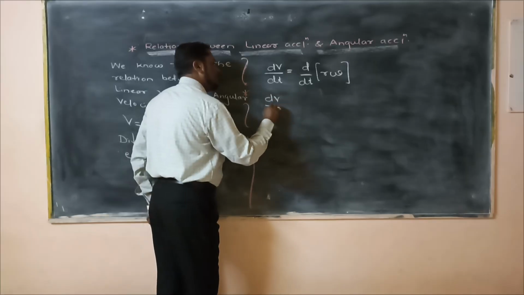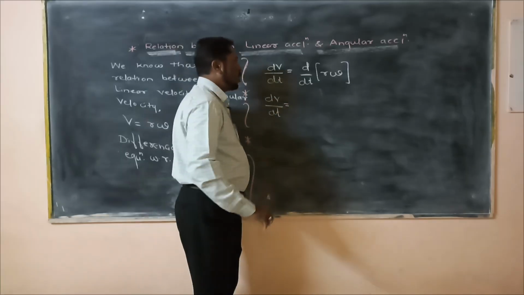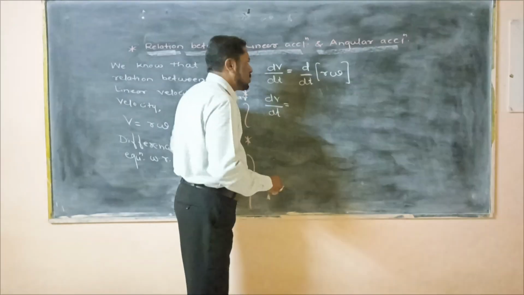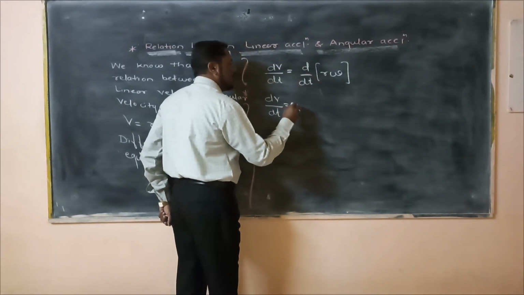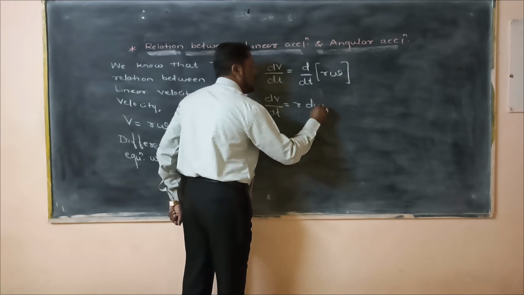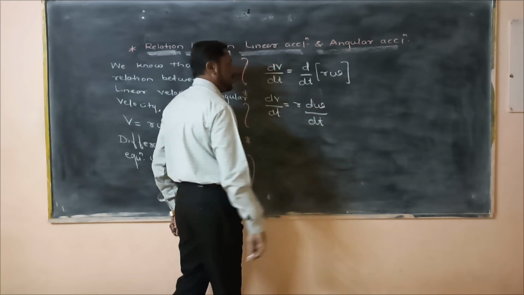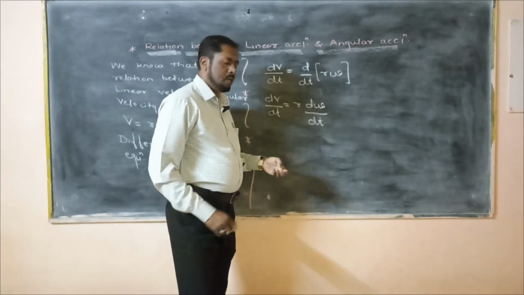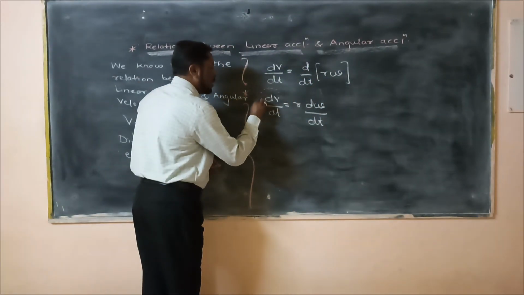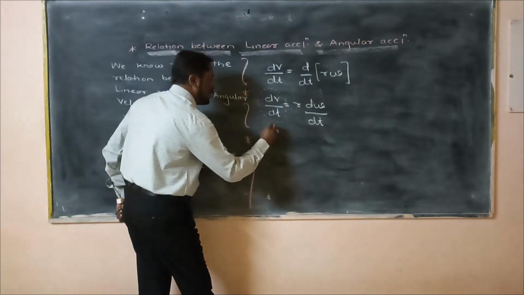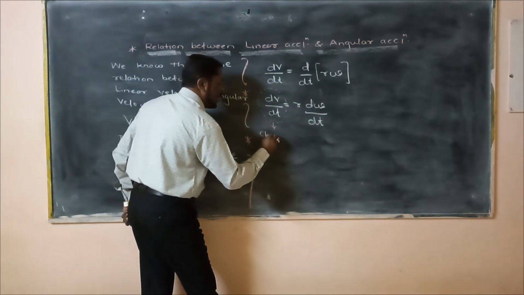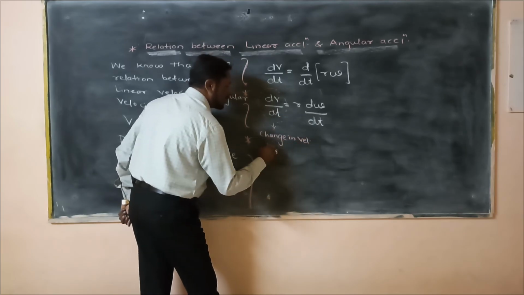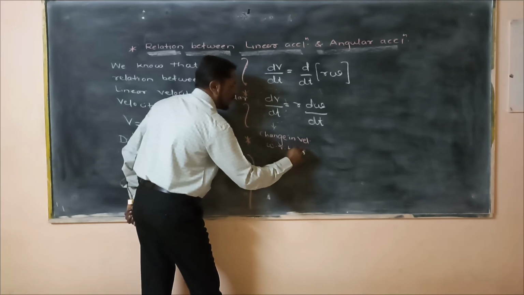dv by dt, we write it as it is. What do we understand by r? R is the radius and it remains constant. So take the constant factor outside the derivative. So r into d omega upon dt. What we get: dv by dt is equal to r d omega by dt. What do we understand by this factor dv by dt? This is change in velocity with respect to time.